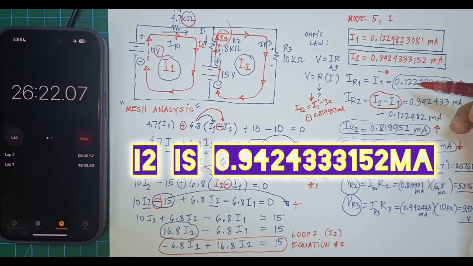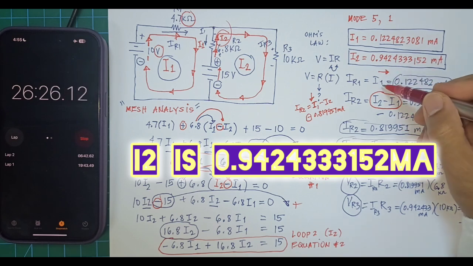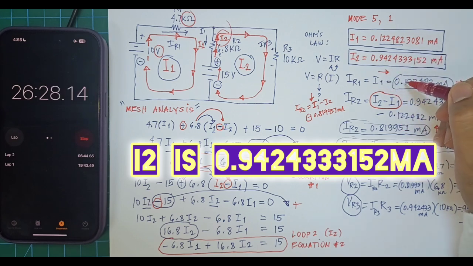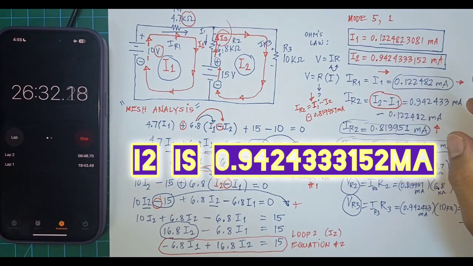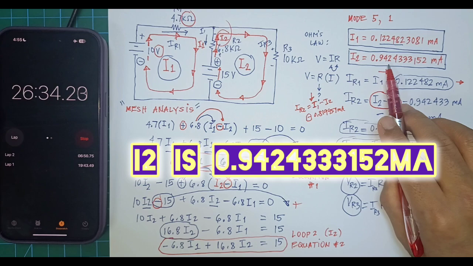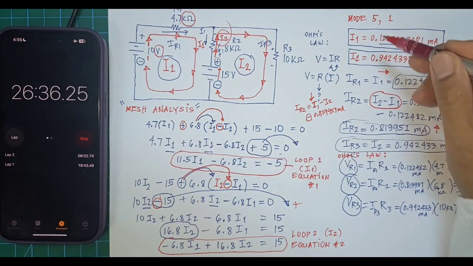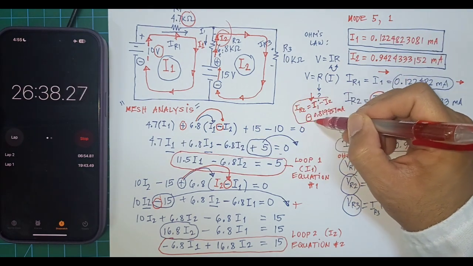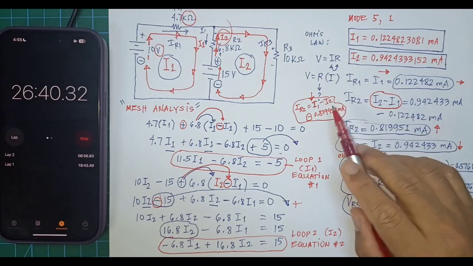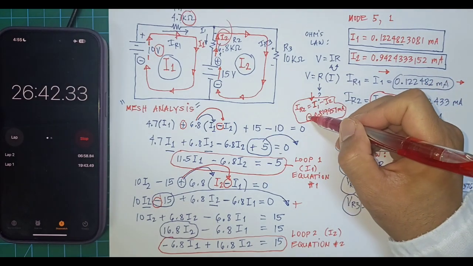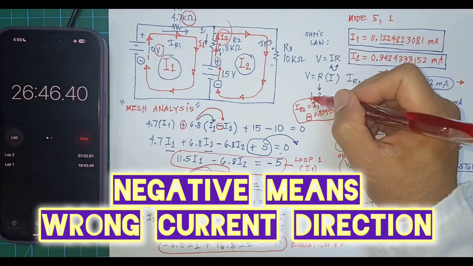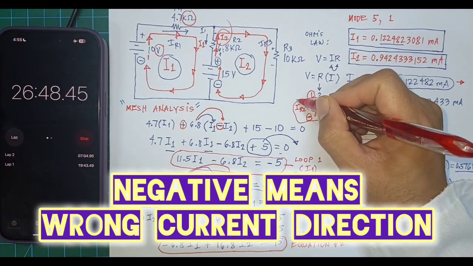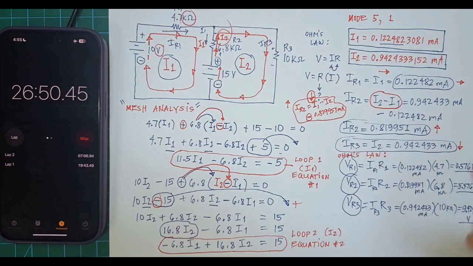Now, if I1 is bigger than I2, I mean the value that we calculated here for I1 is 0.12 and I2 is 0.9, let's say this is bigger, then you can use this formula. Again, if you get it wrong, you will see the answer will be negative. Then you know that the direction that you have chosen, which is going down, must become going up.